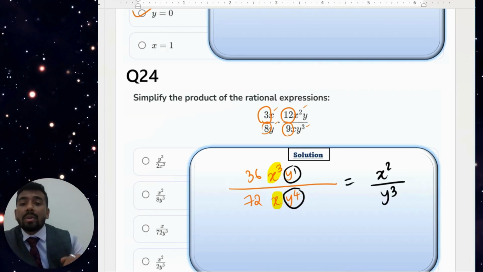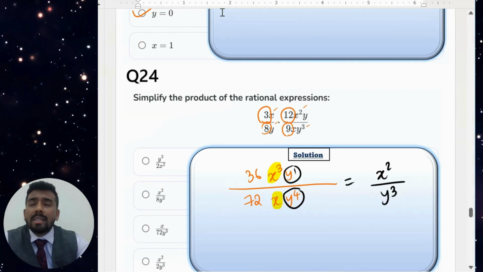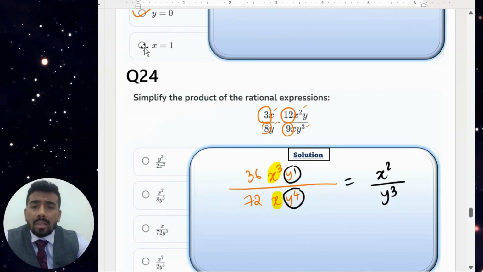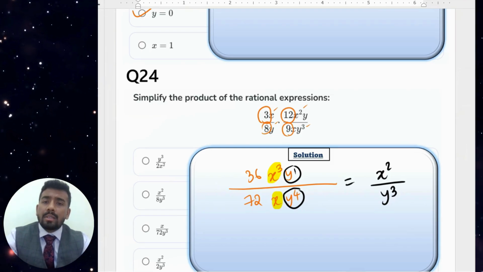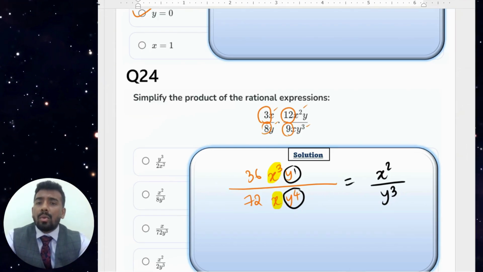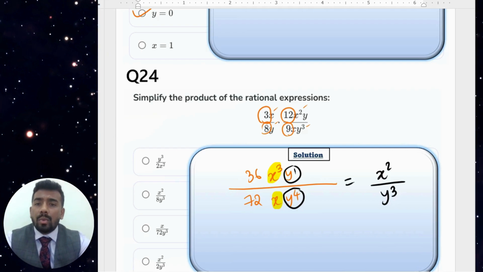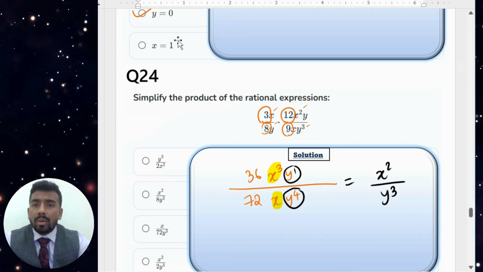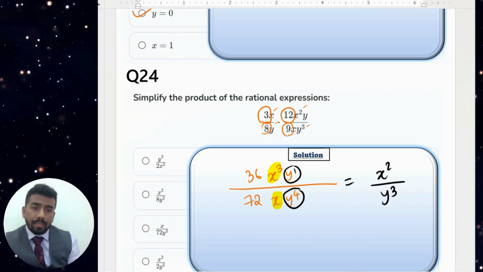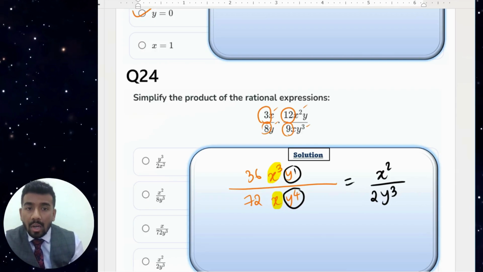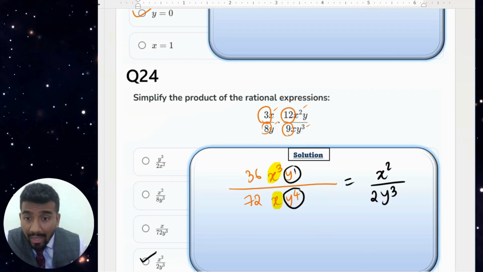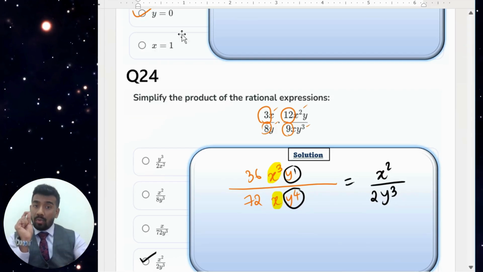Now what is 36 over 72? Put in your calculator. 36 over 72. What do you get? 1 over 2. Okay, so that's 2. 1 over 2. So that's your answer. So which is the answer? X squared 2y cube. Be mindful when you select the answer.